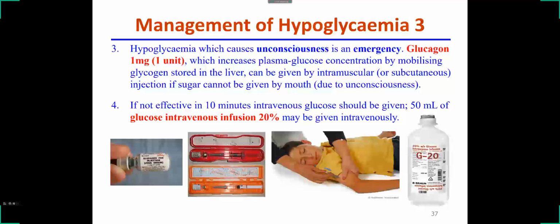Finally, if the injected glucagon doesn't work, give them glucose by IV. And this is probably your last hope for stabilizing them.